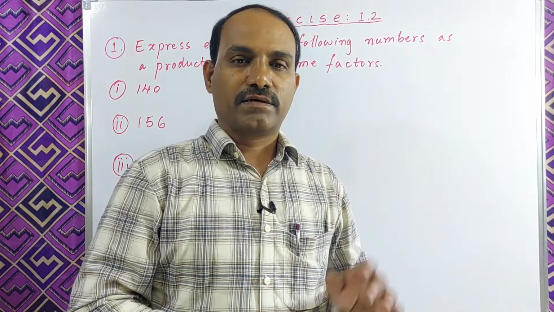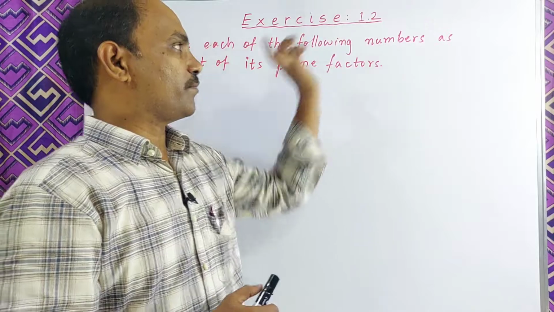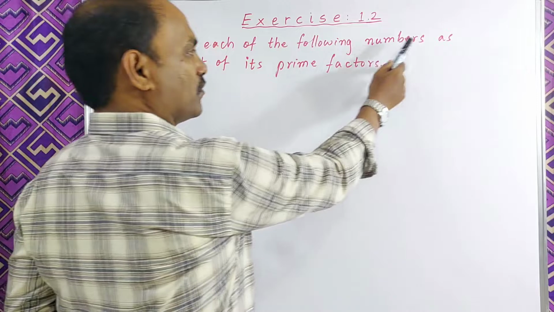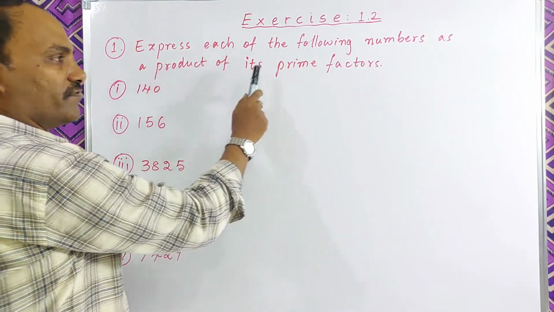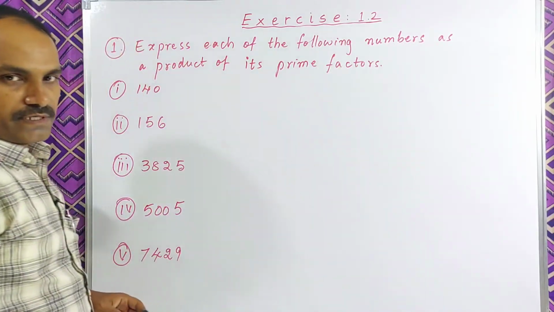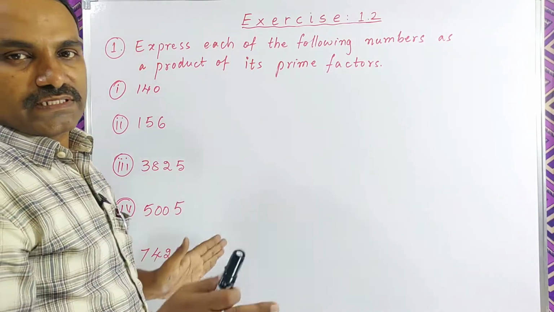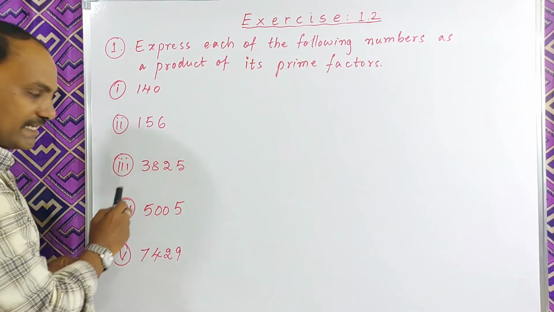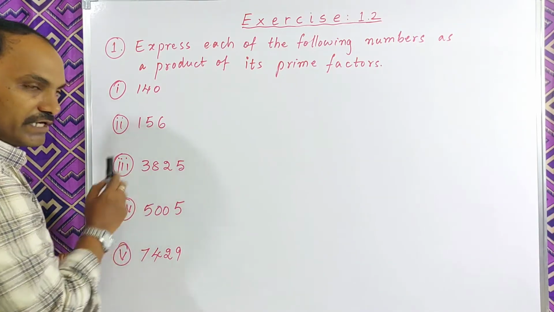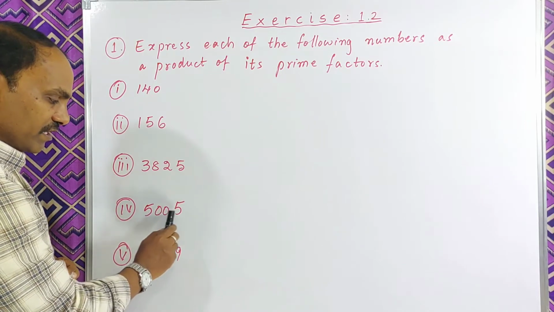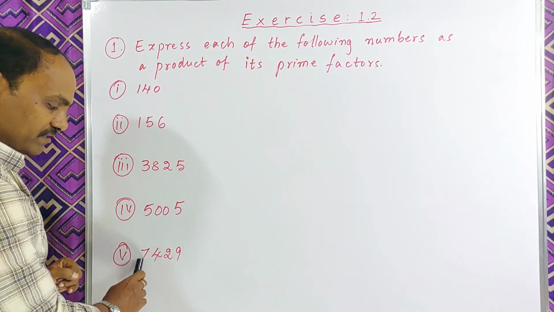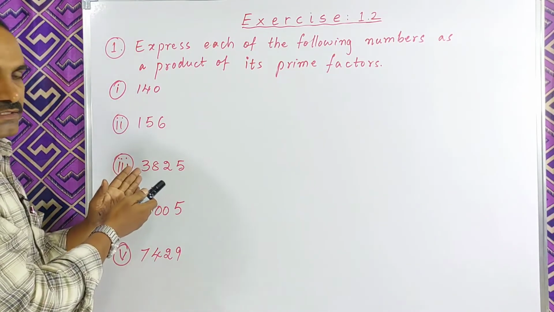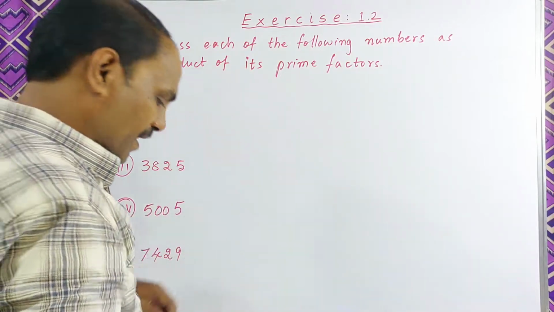Yes, let us check the first exercise, Roman exercise 1.2. What is given here? Express each of the following numbers as a product of its prime factors. We are going to do prime factorization only. What is the first one? 140, second question 156, third question 3825, fourth question 5005, fifth question 7429. We are going to divide all these numbers into prime factors.